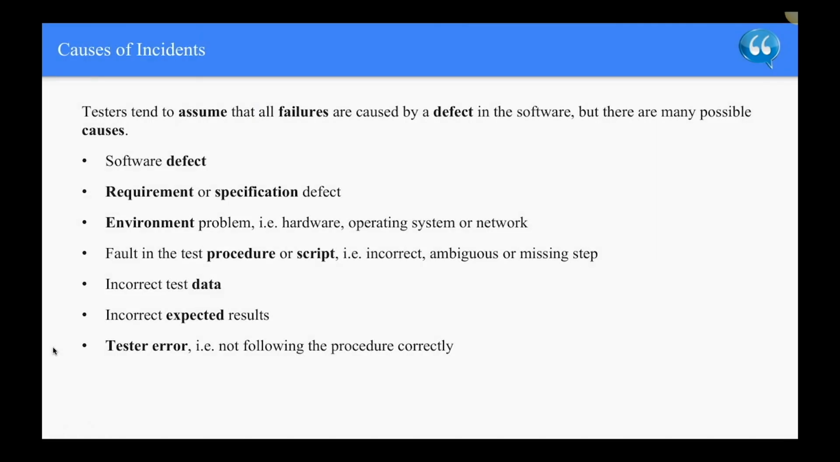Causes of incidents. Testers tend to assume that all failures are caused by a defect in the software, but there are many possible causes. Software defect, requirement or specification defect, environment problem, for example, hardware or operating system or network, fault in the test procedure or script, for example, incorrect, ambiguous, or missing step, incorrect test data, incorrect expected results, and tester's error, for example, not following the procedure correctly.